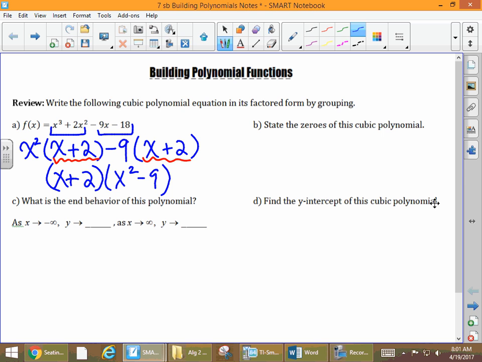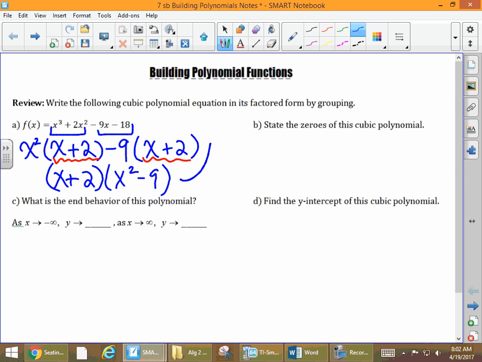If we take a closer look at that, we factored by grouping. Can we do anything else to that problem? Not yet. I mean, that's part B, and we're going to have to do that. But could we factor any more? Yes. What can we do? The x squared minus 9.